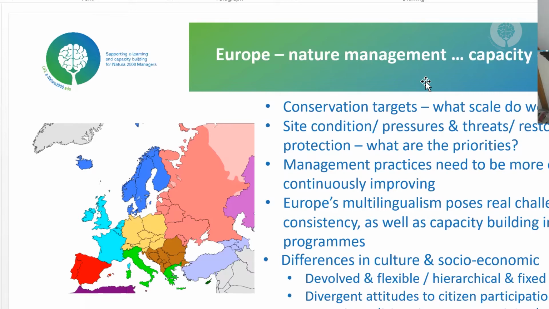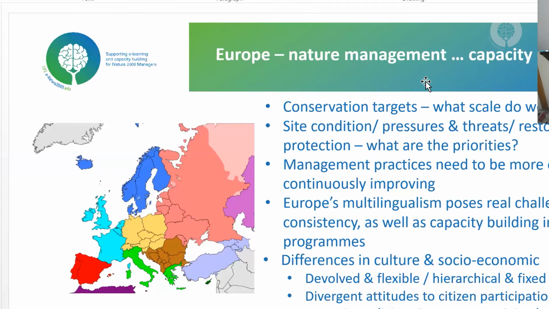And then on top of that, there is a growing recognition that management practices need to be continuously improving. So we're actually engaged in a program or a process of lifelong learning as Natura 2000 and protected area managers. The science, the technology, the know-how, the resources that are available to us are continuously evolving.